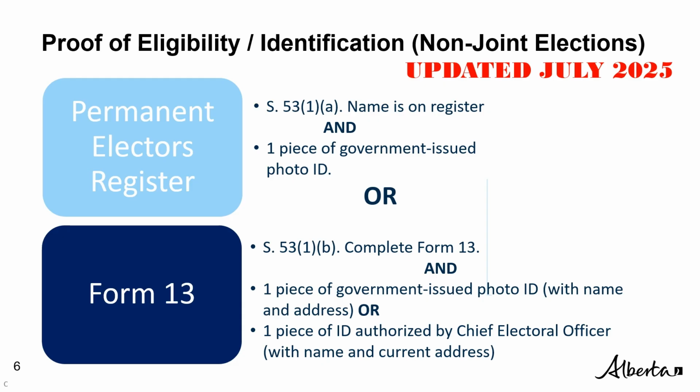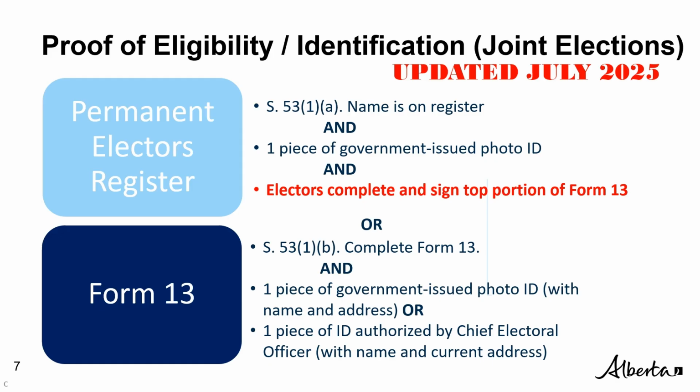Additionally, the person vouching will need to be on the permanent electors register. So if your municipality is not using a permanent elector register, as in a summer village, for instance, vouching will not be available to any electors.